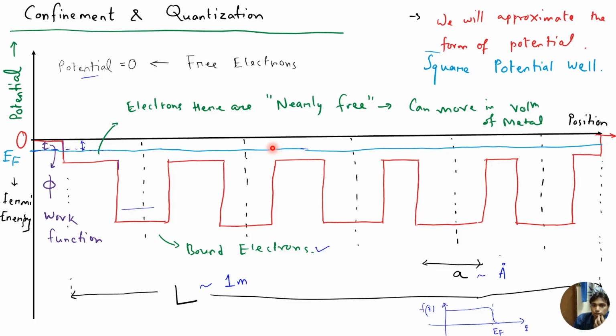What is the lattice position in this graph? If I have to say lattice position, this is where one lattice atom is. This is where one atom is. Wherever this dotted line is intersecting, all the dotted lines are my lattice positions.